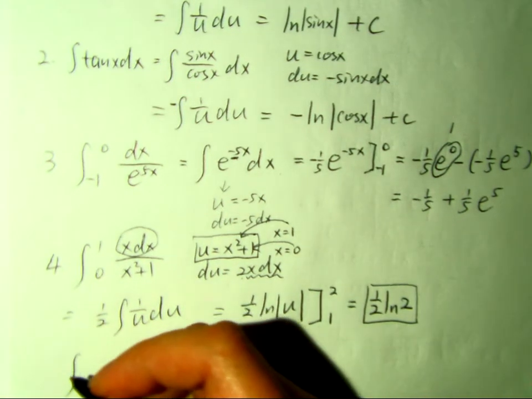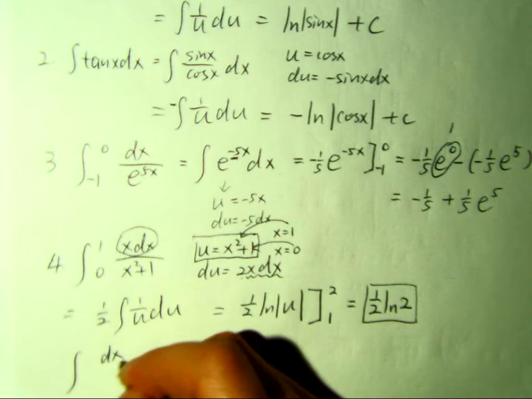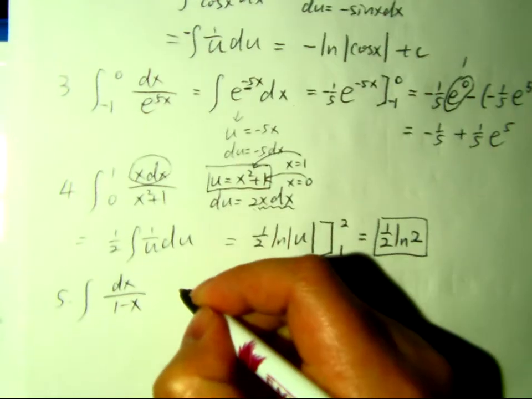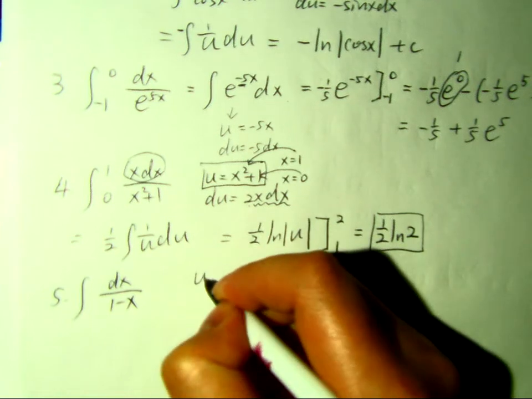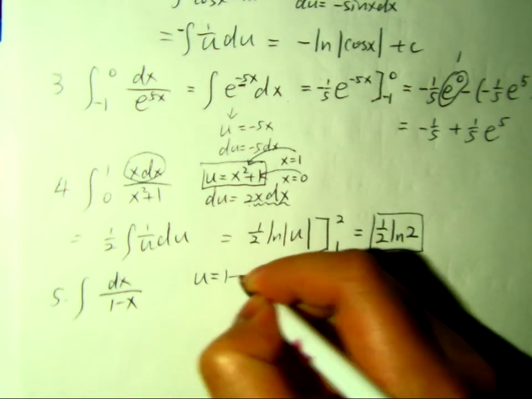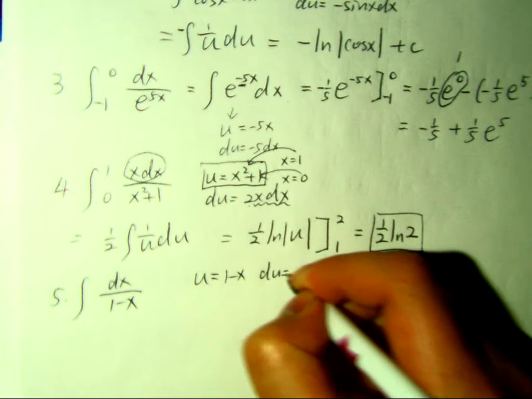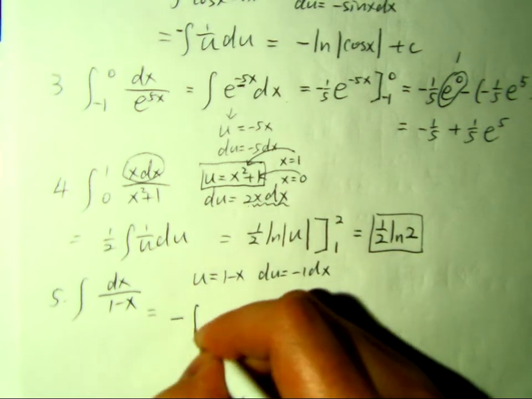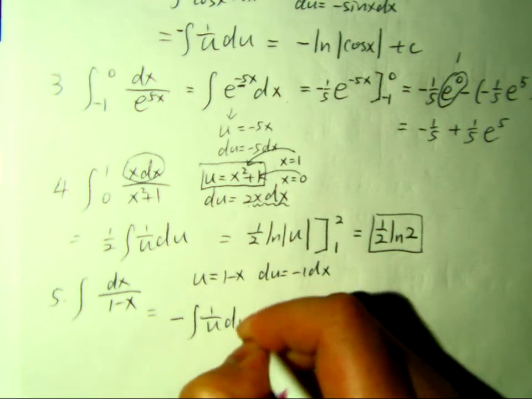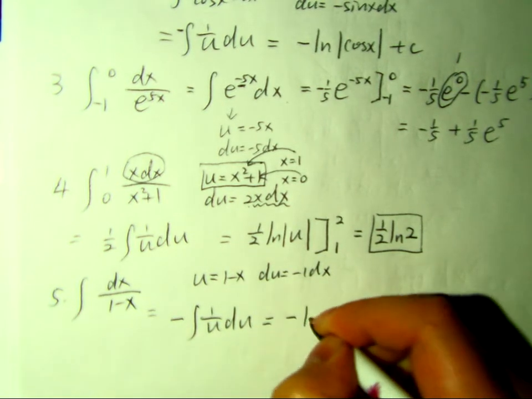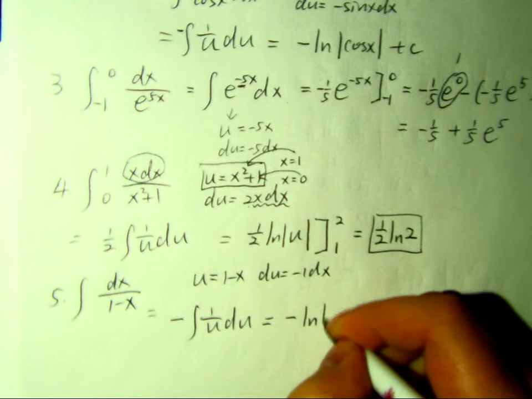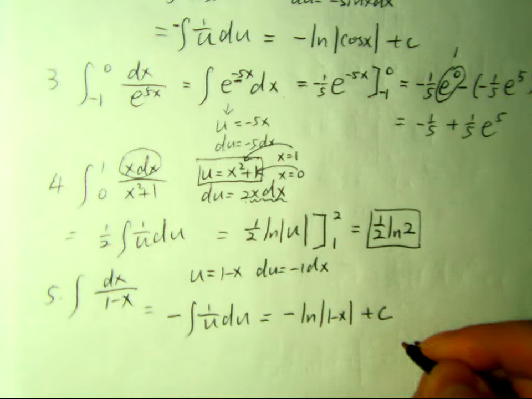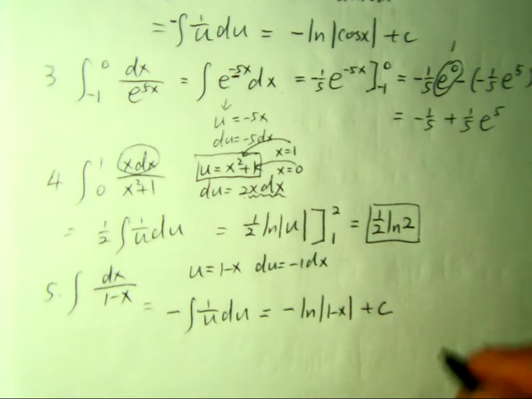Okay, next one. dx over 1 minus x. We use u substitution. u is 1 minus x, so du is negative 1. So we will have a negative in front and the integral 1 over u du, which will be negative natural log of u. And change your u back to 1 minus x and plus c.